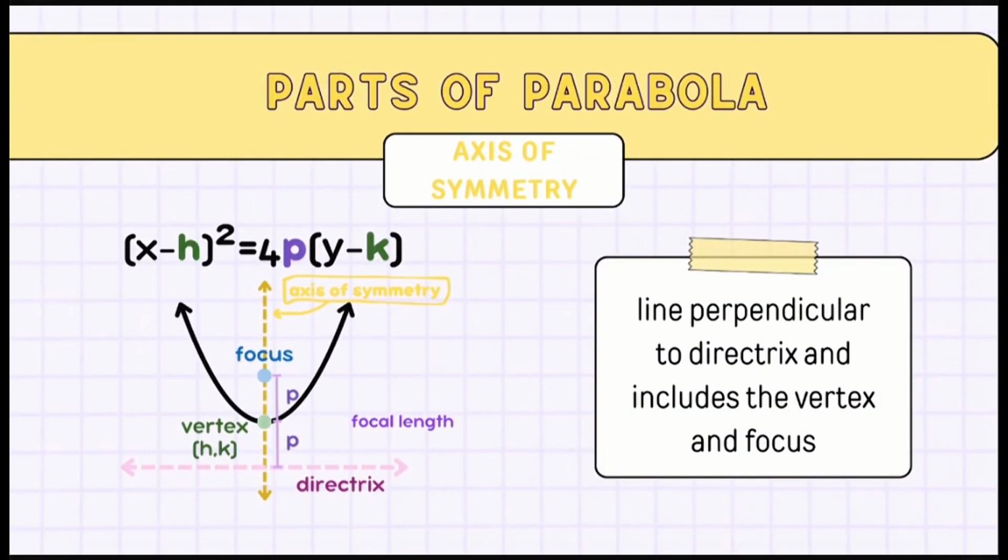Axis of symmetry. The axis of symmetry is a line perpendicular to the directrix that includes the vertex and focus. Also keep in mind that the axis of symmetry divides the parabola into two equal halves.